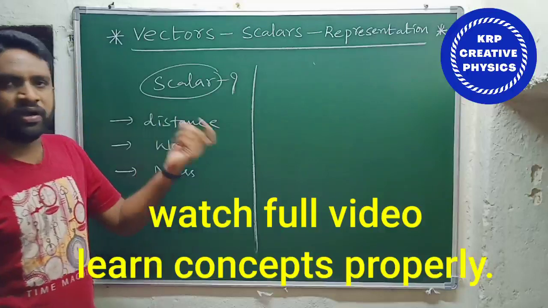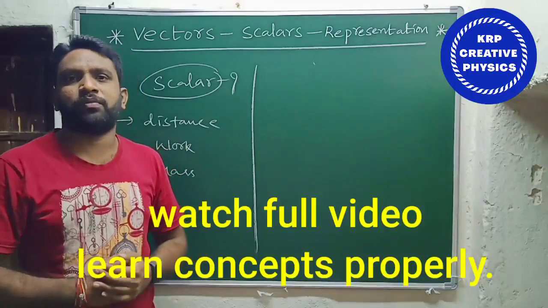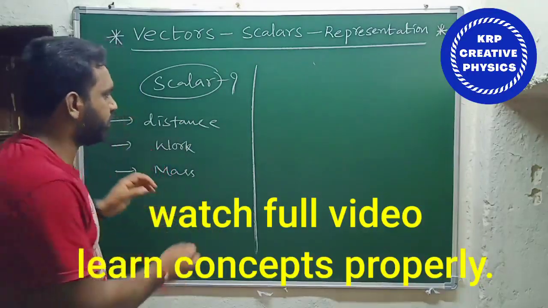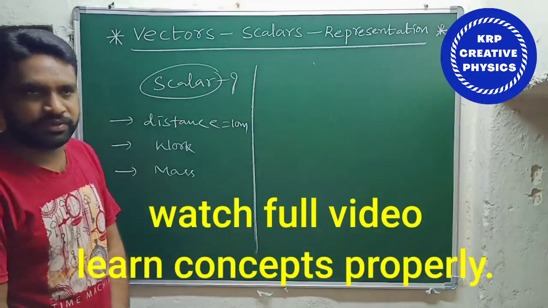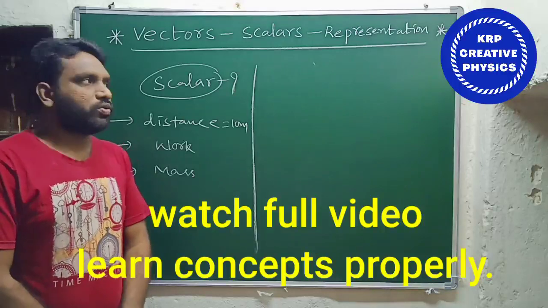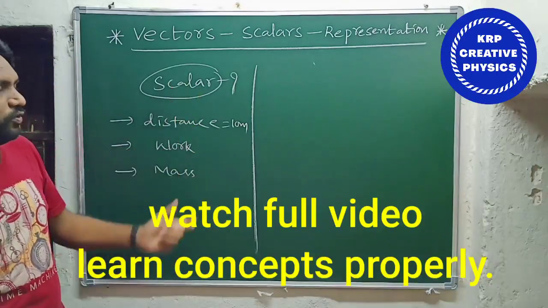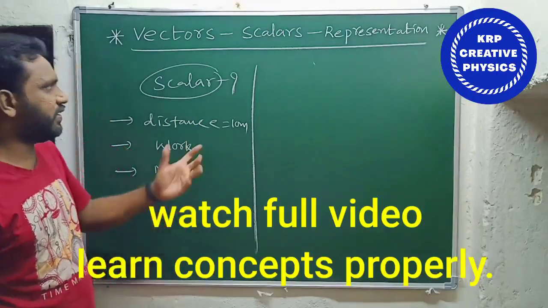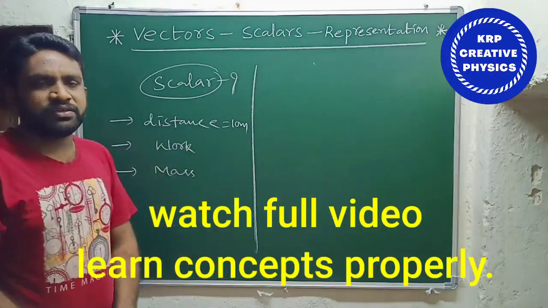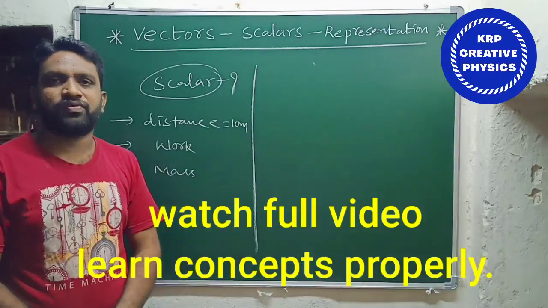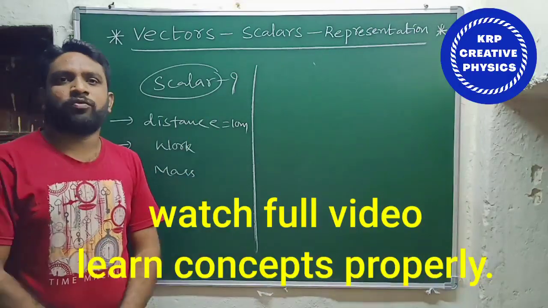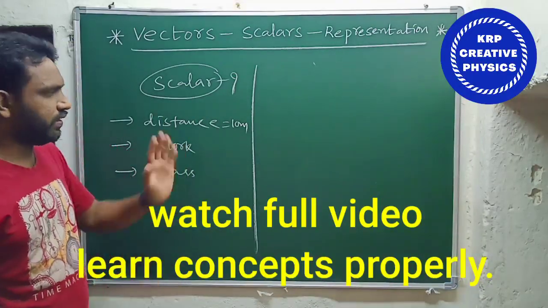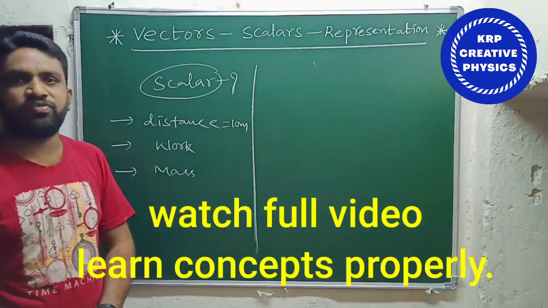If we want to say distance, we don't need to represent any direction. Simply distance equals 10 meters. We don't mention any direction, so they are independent of direction. These particular physical quantities are said to be scalars. This is regarding scalars. As for the representation of scalars, they don't require any arrow marks or anything. It is a general representation only, nothing special to say.